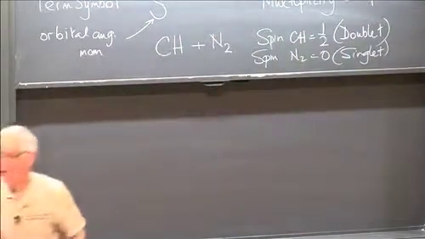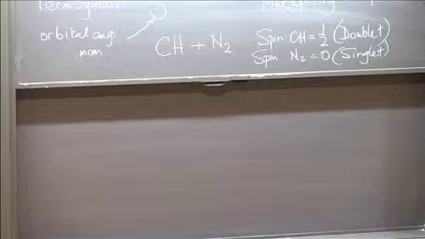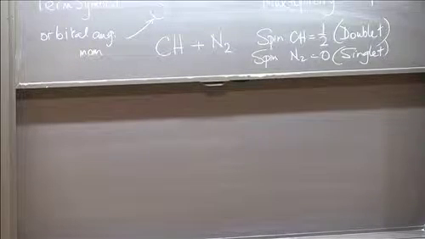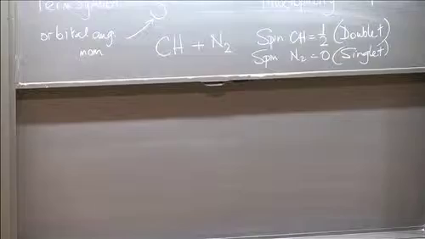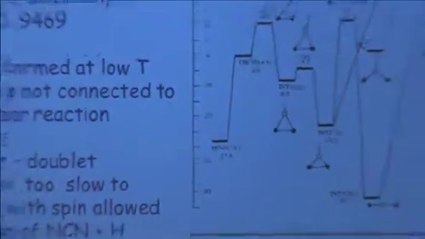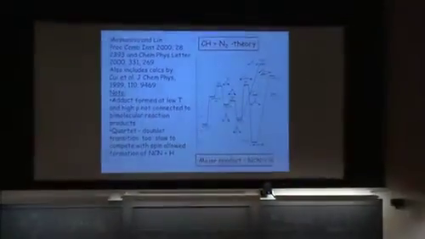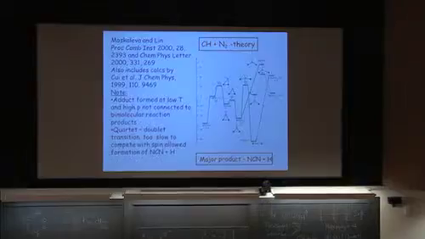And so this reaction that we've got up there on this diagram, so here's CH, which is a doublet state, plus nitrogen, which is a singlet state. It's occurring on a doublet surface. In other words, it's a surface with a spin of a half.